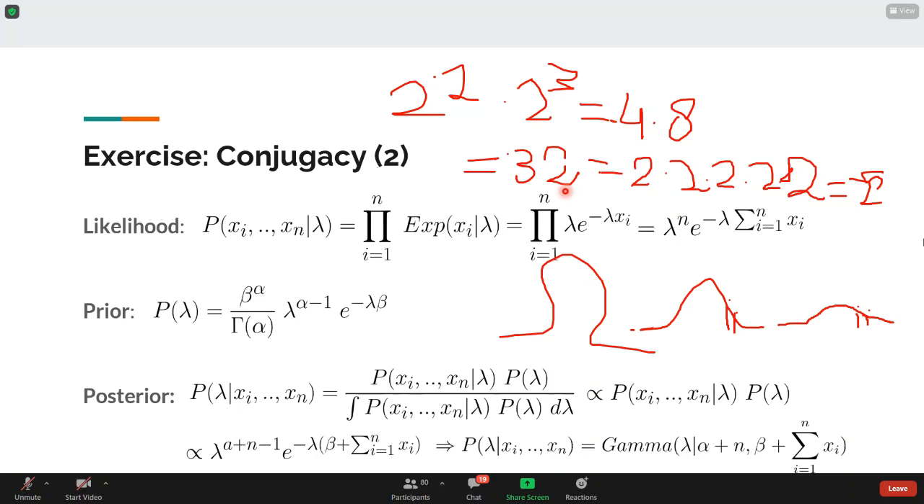Yeah. So is the marginal likelihood always the integral of the prior times the likelihood? Yes, if it's continuous. If it's discrete, you can take the sum instead of the integral.